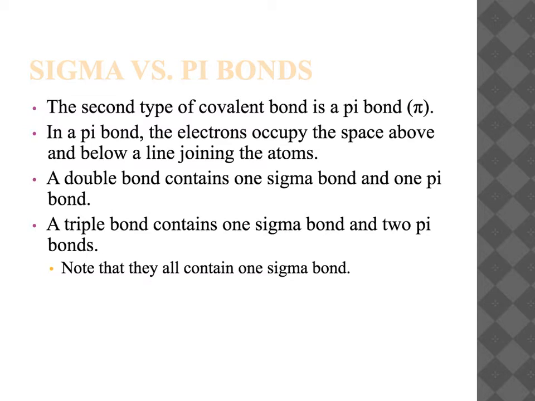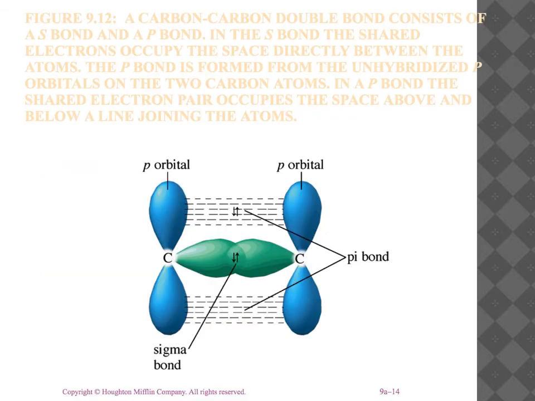Let's look at a picture of a pi bond. Okay, here you have carbons bonded together. This part right here is what we showed before. This is the sigma bond, and then here, if the electrons are in this space, that's your pi bond. So notice that the electrons are slightly above and slightly below the space right between the two atoms.